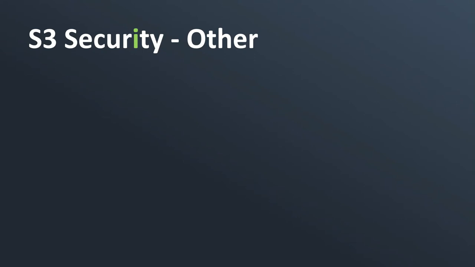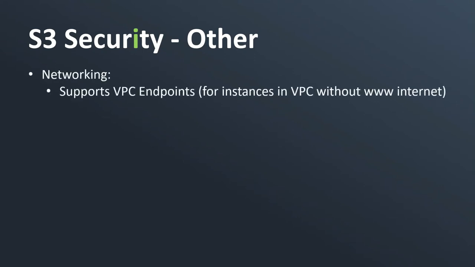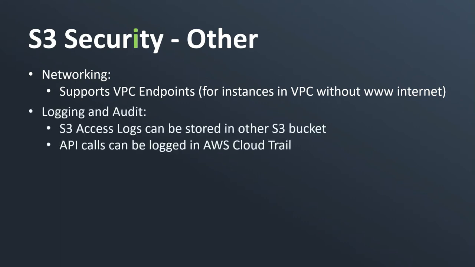Other securities in S3 you should know about. On the networking side, you can access S3 privately through a VPC endpoint. So if you have EC2 instances in your VPC without internet access, then they can access S3 privately through what's called a VPC endpoint. For logging and audit, you can use S3 access logs, and they can be stored in other S3 buckets.